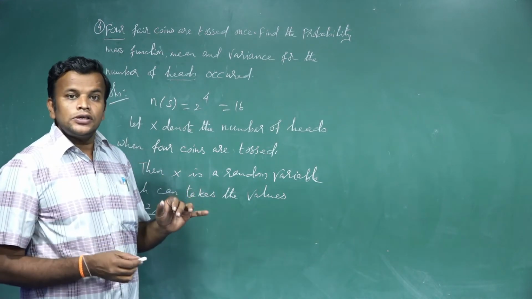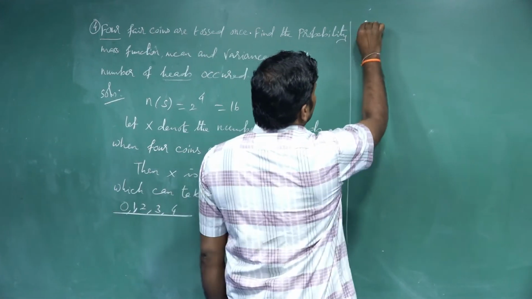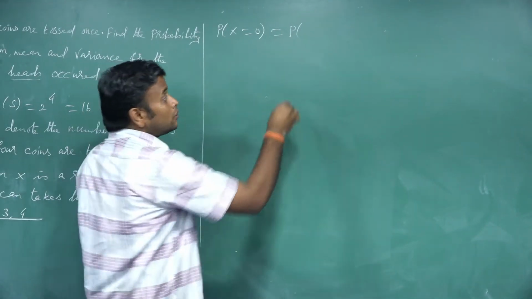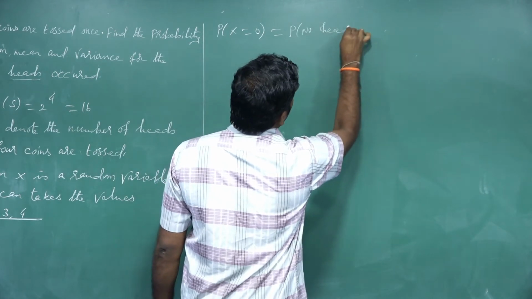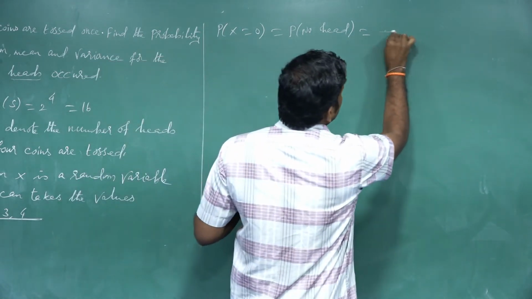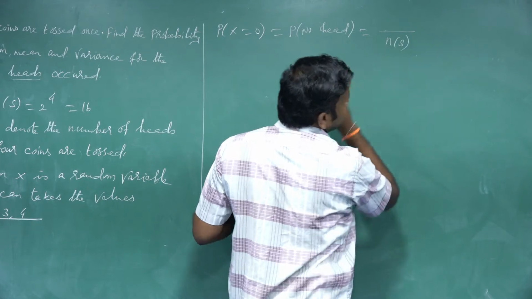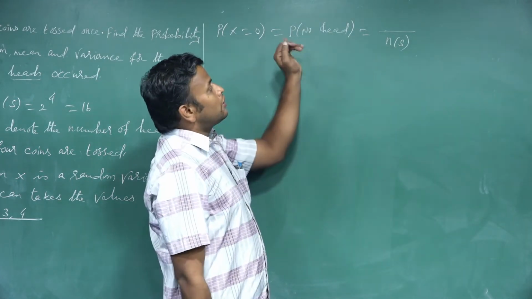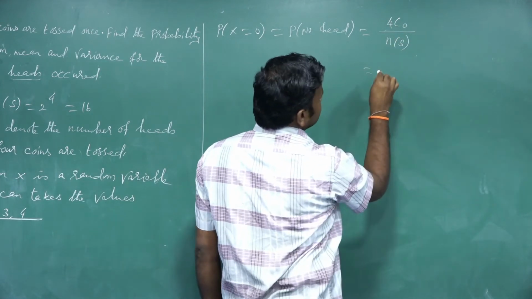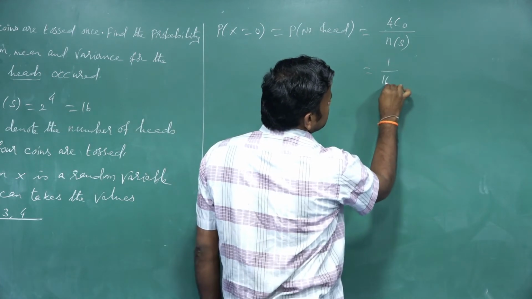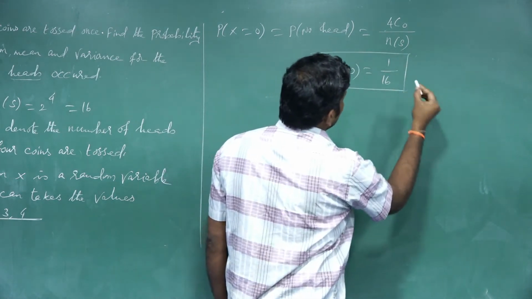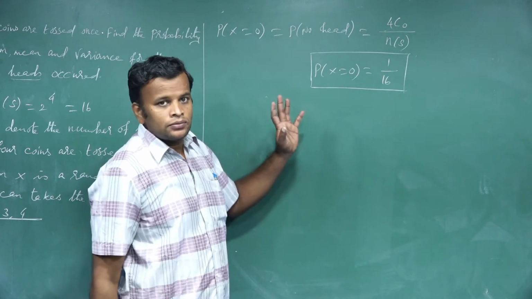So to find P(X = 0). For understanding, first of all I write P of no head, the probability of getting no head. First of all, I write the sample space. Here the value of n(S) is 16. In the numerator, we assume there is no head out of 4 coins. So using combinations, 4C0. The value of 4C0 is 1. The value is 1 by 16. So the P(X = 0) value is 1 by 16. Or we say it is f(0). Next.